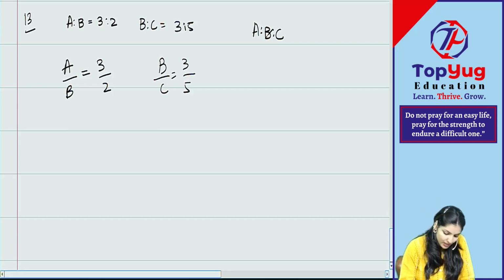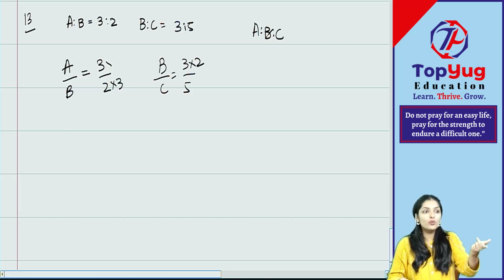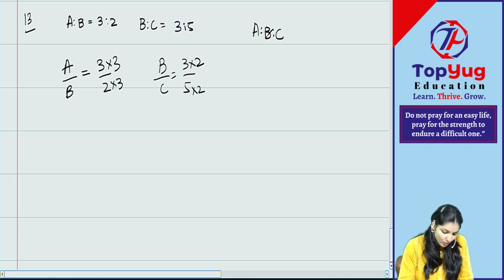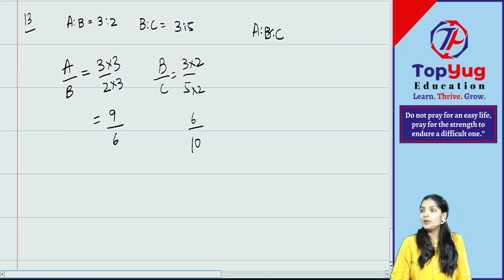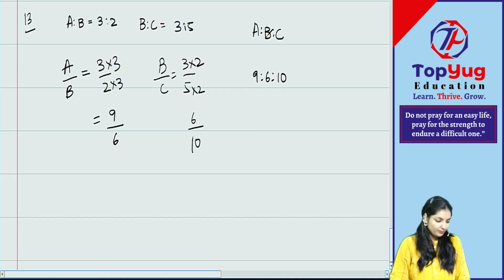So here what I will do is multiply B with 3 here and with 2 here, so as to get the same value. If I am doing it in the numerator, I have to do it in the denominator. If I am doing it in the denominator, I have to do it in the numerator. So into 3 into 2, this will be 9 by 6, sorry, 9 by 6, and then 6 by 10. Can I equate it now, B being the same? So directly I can write 9 is to 6 is to 10. Okay, now you can copy.